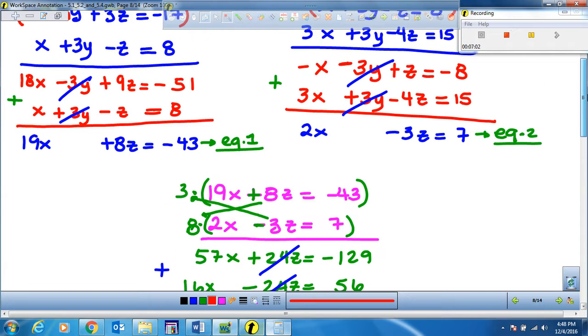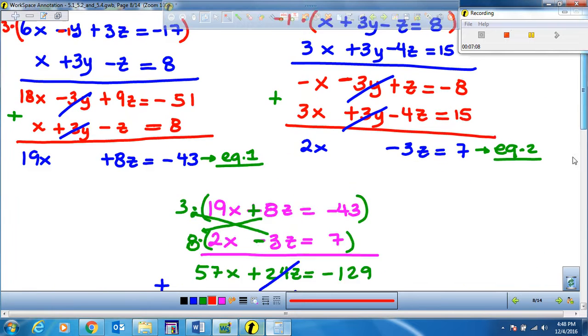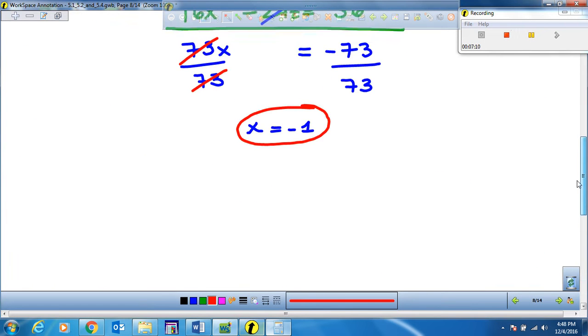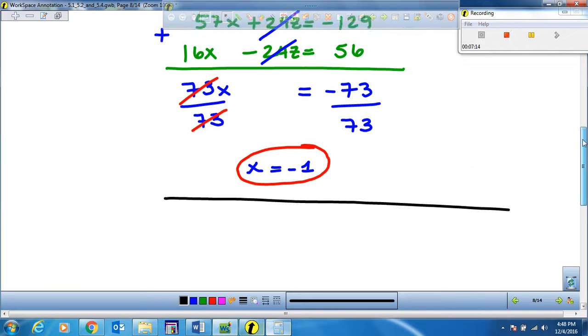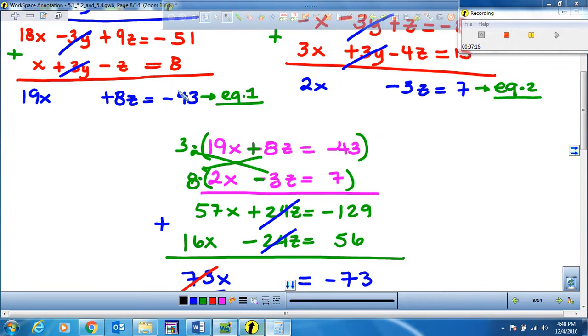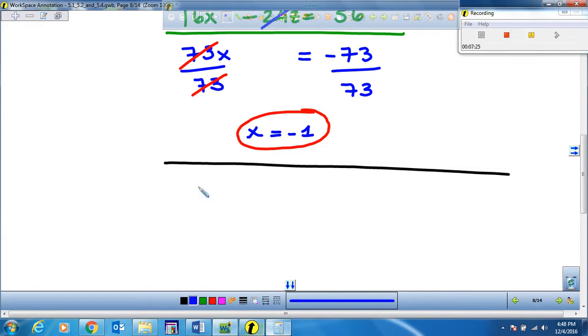So from the ordered triple, you have the x. I need to find the y, I need to find the z now. So to find the y or the z, you're going to get one of the two small equations that you made, equation 1 or equation 2, whichever you want. I'm going to choose equation 2. And we're going to substitute in there the value for x, and we're going to solve for z.